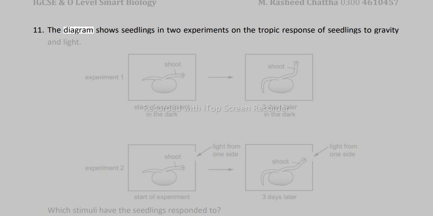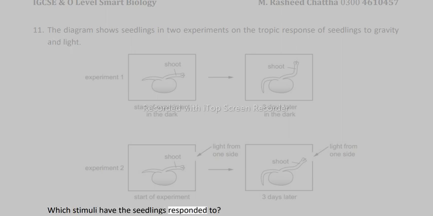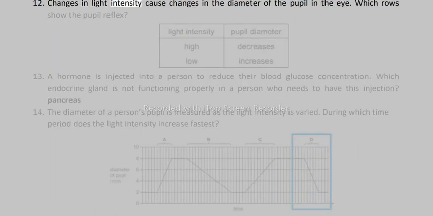11. The diagram shows seedlings in two experiments on the tropic response of seedlings to gravity and light. Which stimuli have the seedlings responded to? 12. Changes in light intensity cause changes in the diameter of the pupil in the eye. Which rows show the pupil reflex?